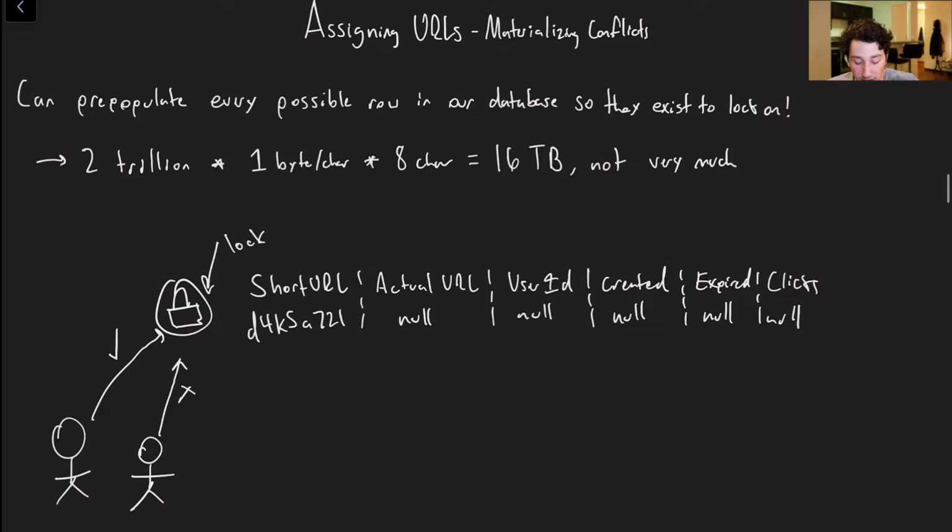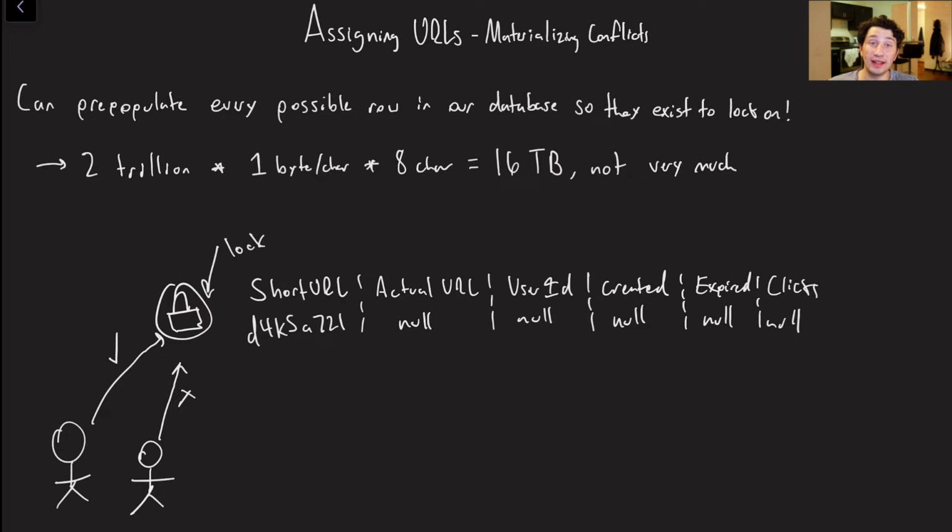Okay, another way that we could also handle this in addition to predicate locks is by actually materializing conflicts. So as opposed to locking on rows that don't exist yet, what if we actually just grab the lock on rows that do exist? Well, how can they exist? We basically just write every single possible key to the database. Now you may think to yourself, oh, this has got to be a ton of writes. We have 1 trillion possible short URLs, or actually 2 trillion because there are that many combinations.